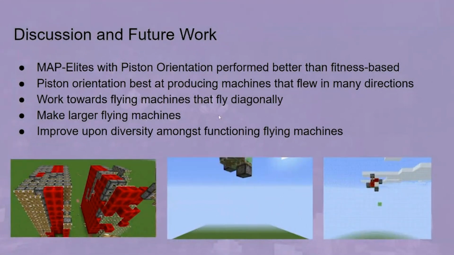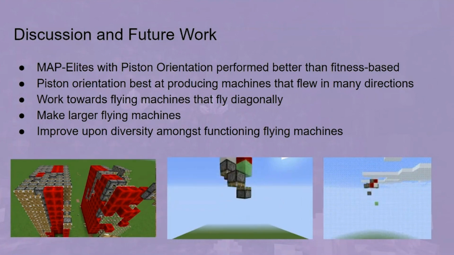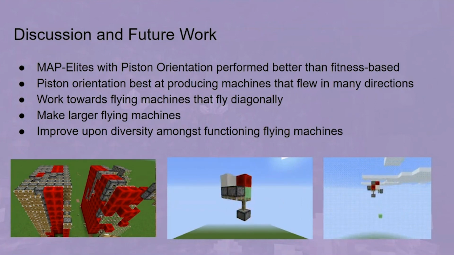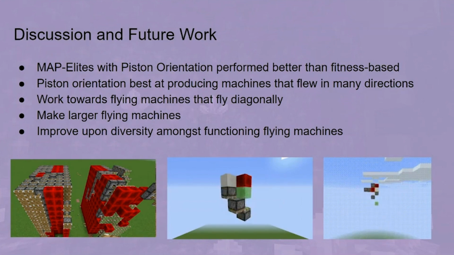In conclusion, the piston orientation behavior characterization performed by far the best across all the runs. It was able to generate the most flying machines flying in the most different directions, the most reliably. And most importantly, it did better than the fitness-based evolution.